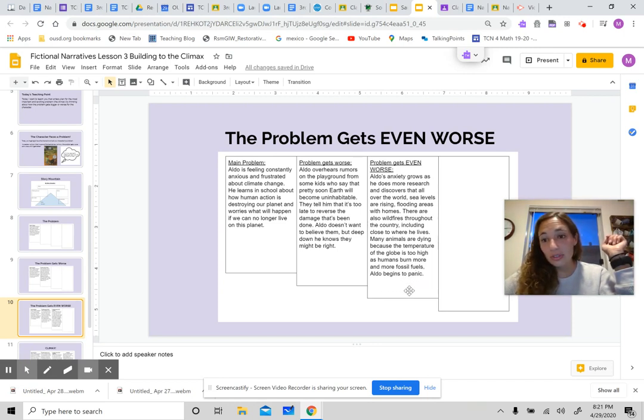So, this is a really complicated problem because not only is it all about how climate change is getting worse, but it's also about how Aldo is feeling worse and worse and worse. He was feeling anxious already here, and now, when he's overhearing his friends, he's getting more and more worried, and now he's about to panic. So, again, I'm thinking, how could his problem get even worse?